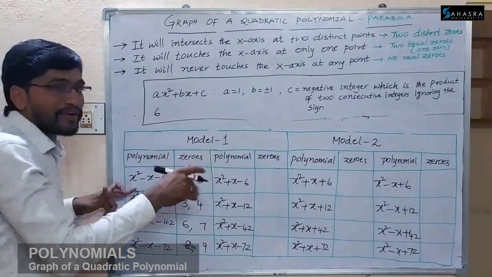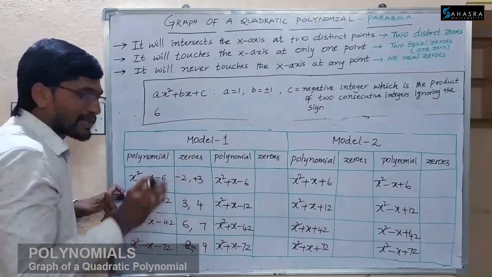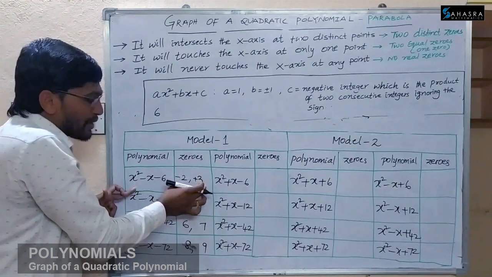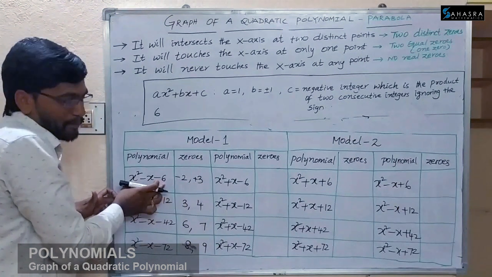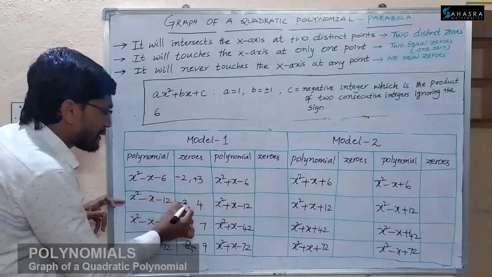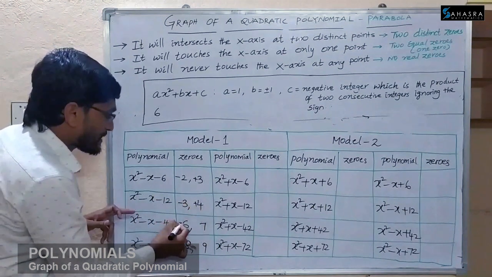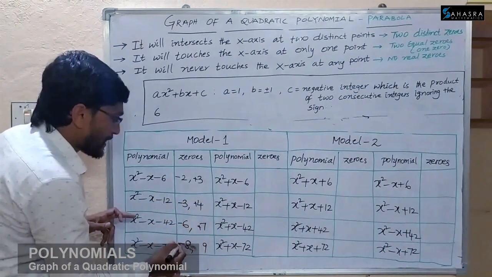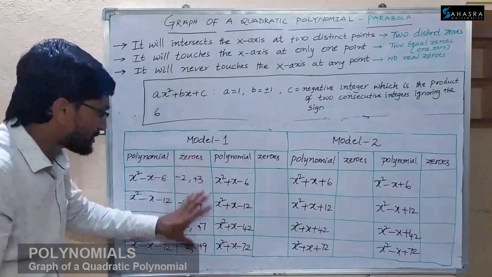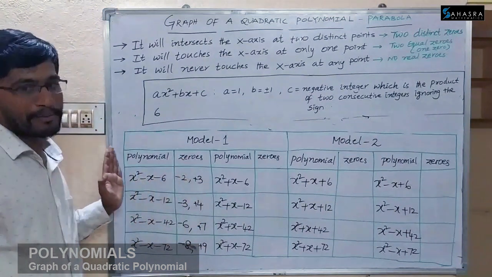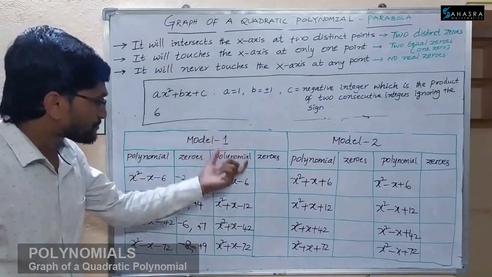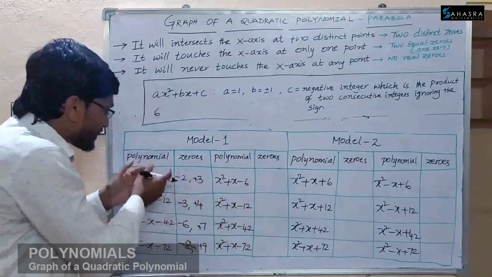Once we verify by the factorization method, then certainly we will get minus 2 and 3 as the zeros of this quadratic polynomial. Minus 3 plus 4, minus 6 plus 7, minus 8 plus 9 are the zeros of these quadratic polynomials respectively. Okay. Here also, again I am saying this one.